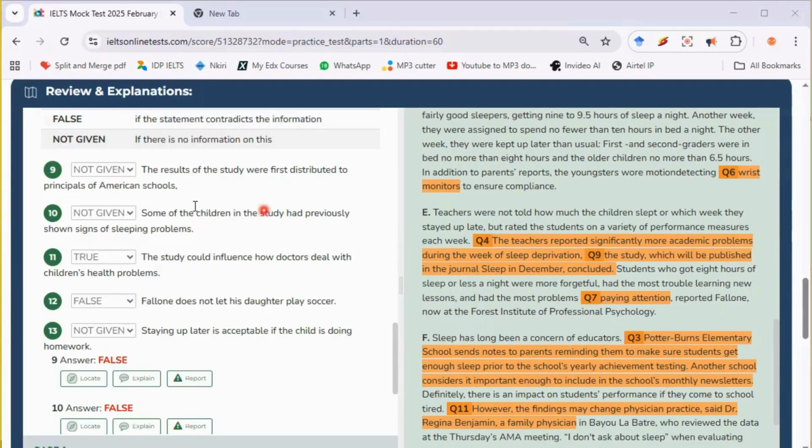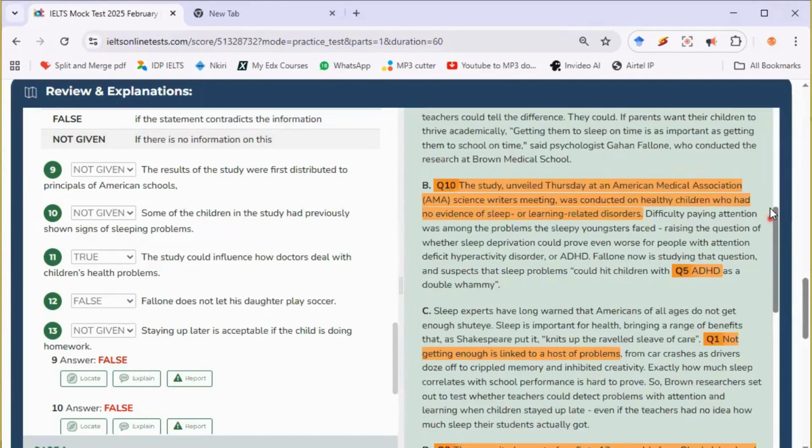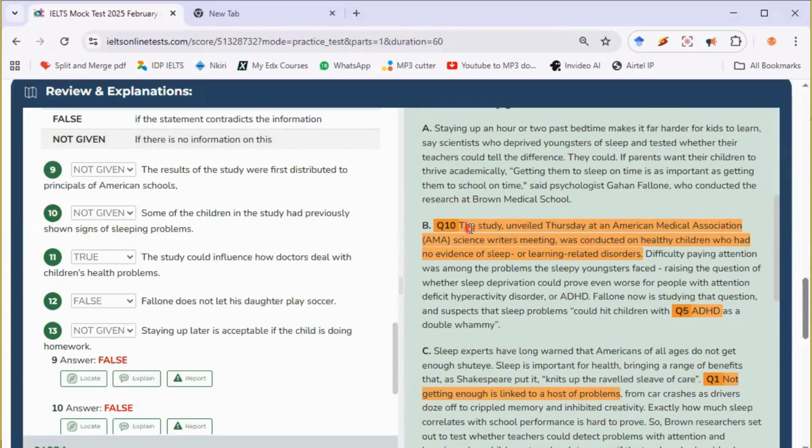Then number 10, some of the children in the study had previously, this one is false. Hold on, let me see. Number 10, where did they pick the answer from? Okay, look at number 10 here, paragraph B. The study unveiled Thursday at American Medical Association Science Writers Meeting was conducted on healthy children. Can you see? Conducted on healthy children who had no evidence of sleep disorder. I did not pay attention to this place.